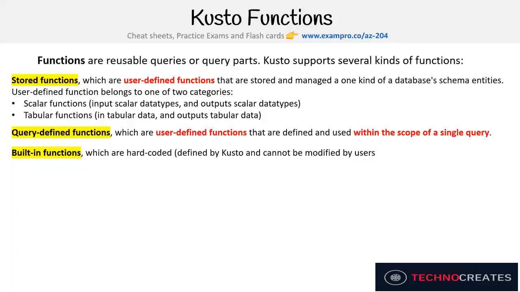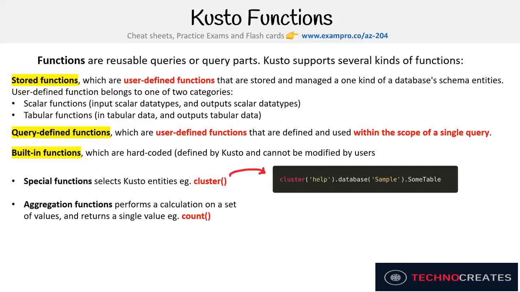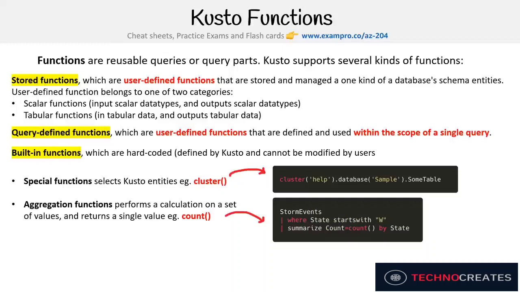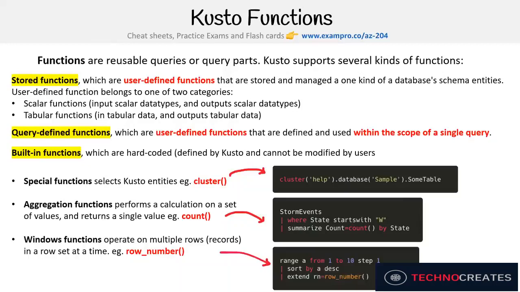Let's take a look at some of these built-in functions, starting with special functions. These select Kusto entities. So you might want to select a cluster, then a database, and then that table. Then you have aggregate functions, which perform calculations on a set of values and return a single value. Maybe you want to do a count, so you see where it says count and parentheses. Then you have window functions, and these operate on multiple rows and records in a row. One really popular one is row number, which could count the number of rows. Maybe you have to figure out the row numbers in relation to your query, and that's something you could do there.